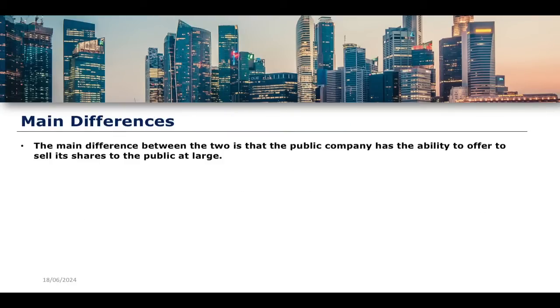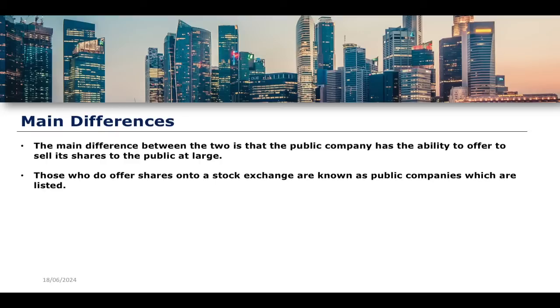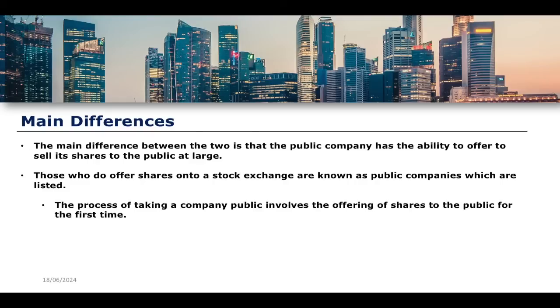In addition to this, the main differences that we can think about, at least conceptually, and at least from the perspective of corporate finance and financial markets, is that a public company has the ability to offer its shares to the public at large. So this is something known as listing, in which you can have an individual company that is a public company that can be offering shares onto an exchange market, like a stock exchange, for example. These are companies which are public, which are listed. The process of taking a public company into this listing process involves offering shares to the public for the first time.